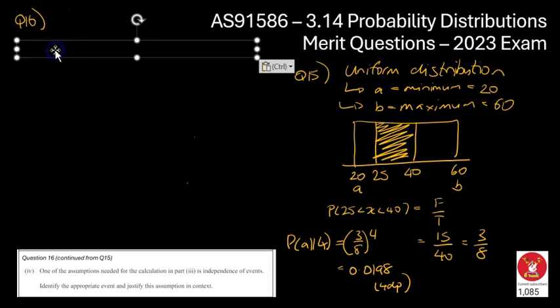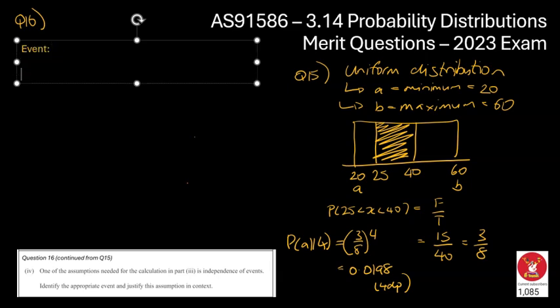So I've got a little box here because I'm going to type away with my answer. I guess the starting point is, identify the event. That's the first thing the question's asked us for. And the second thing it's asked us for is to justify the assumption. So I always write down my bullet points to help me articulate my answer.